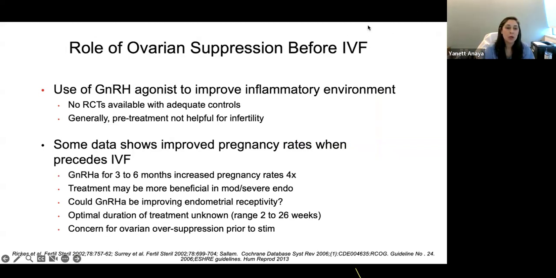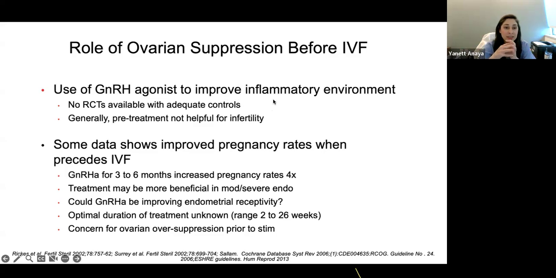One of the things that Dr. Giudice was speaking about is this BCL6 inflammatory marker and the use of a GnRH agonist to potentially suppress this inflammatory environment to improve outcomes. And so it is something that we may consider using in patients. Now, unfortunately, the RCTs that we have available have not completely shown a benefit, and that's just because the studies that we have currently don't have necessarily adequate controls to really answer that question. And as I mentioned in prior slides, in general, GnRH agonists, as other hormonal suppression, are not recommended for pre-treatment to improve fertility.